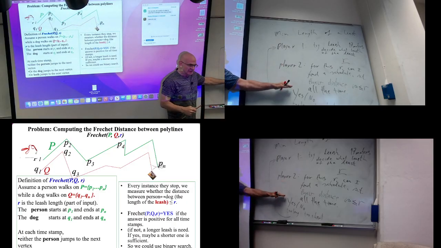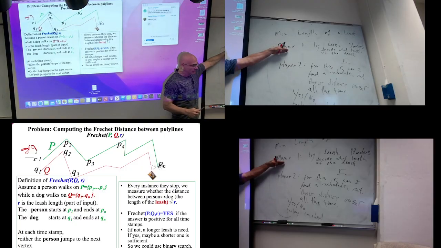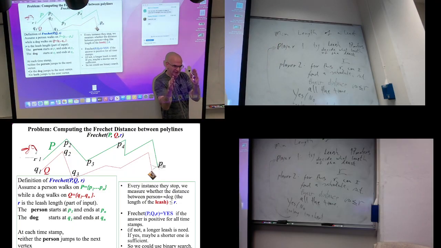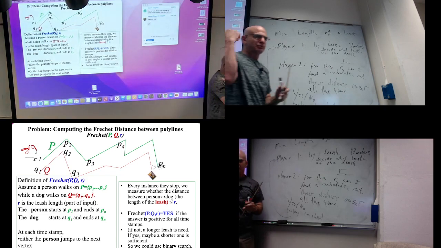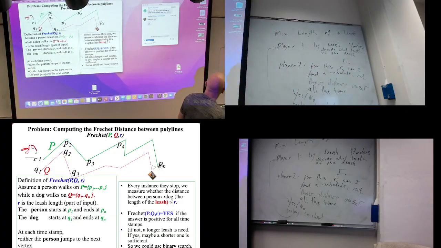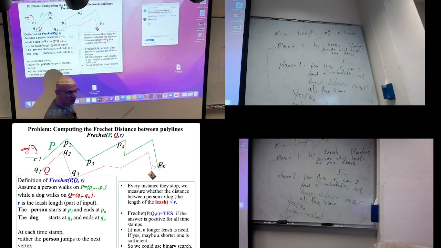If player 2 says no, then player 1 will say, again, binary search like, try a leash that is a bit longer than the previous one, a bit shorter than the previous one, and so on. Makes sense, right? We just don't know how player 2 works.